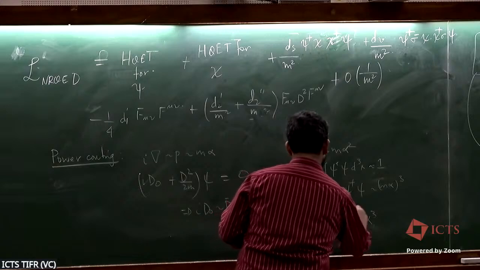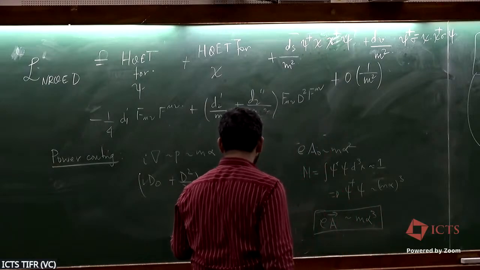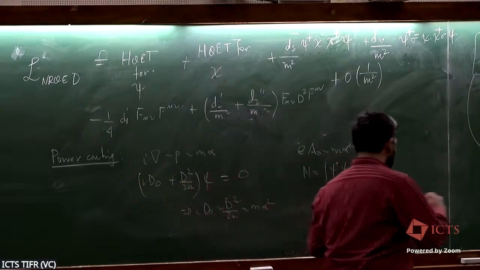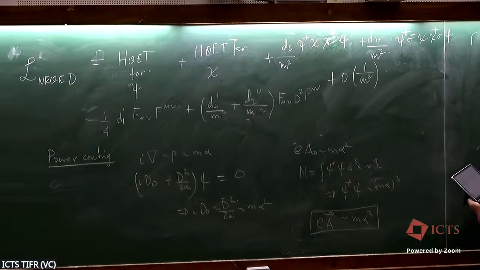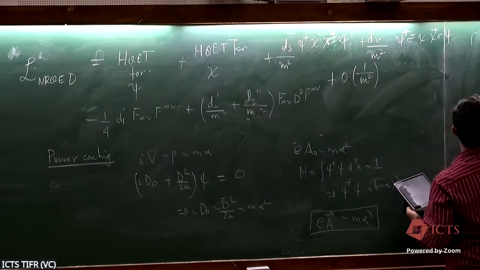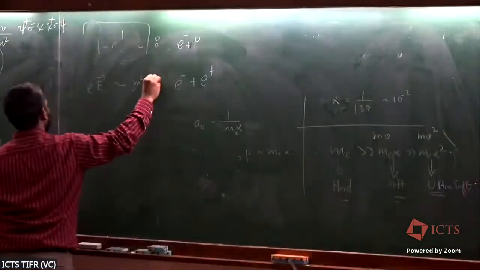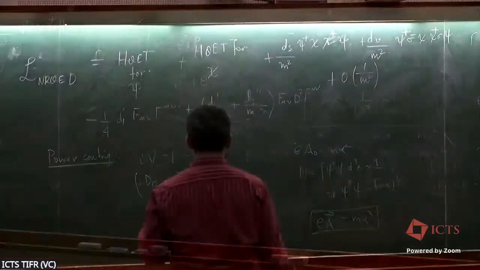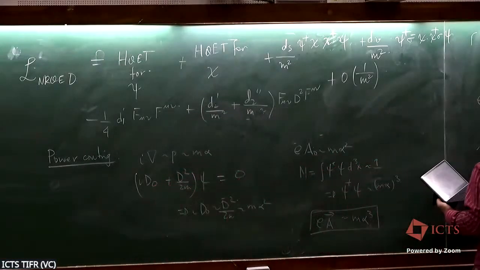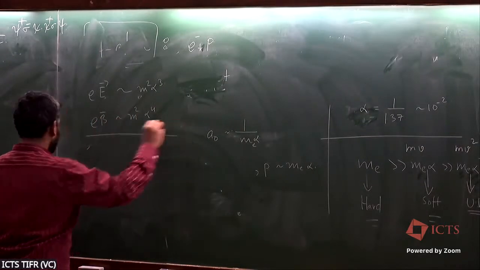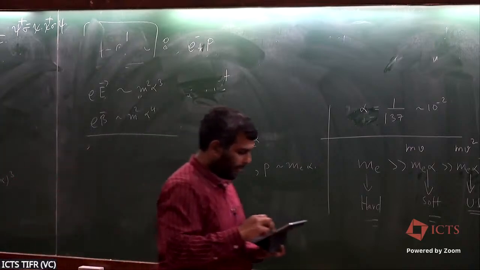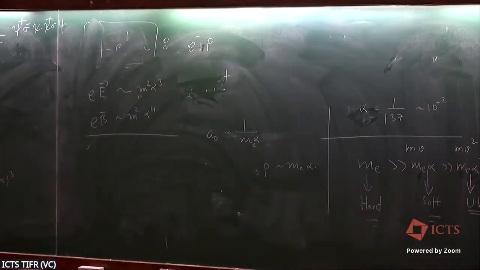So this immediately boils down to the fact that the electric field E is M square alpha cube. This is coming from here, you take the time derivative. The magnetic field B is M square alpha 4. And okay, we will see that now, probably next time.